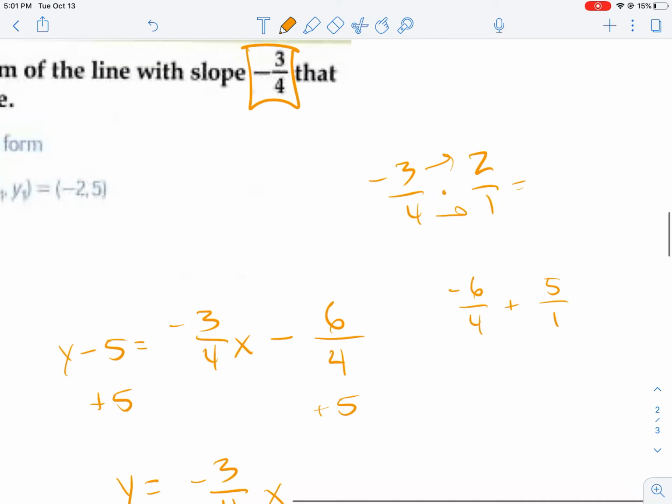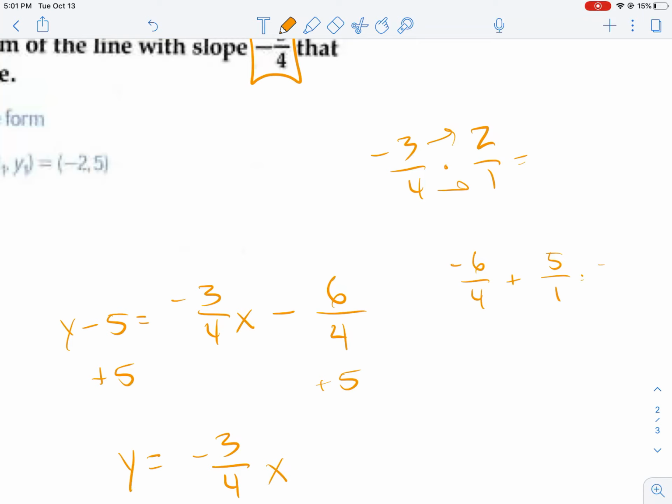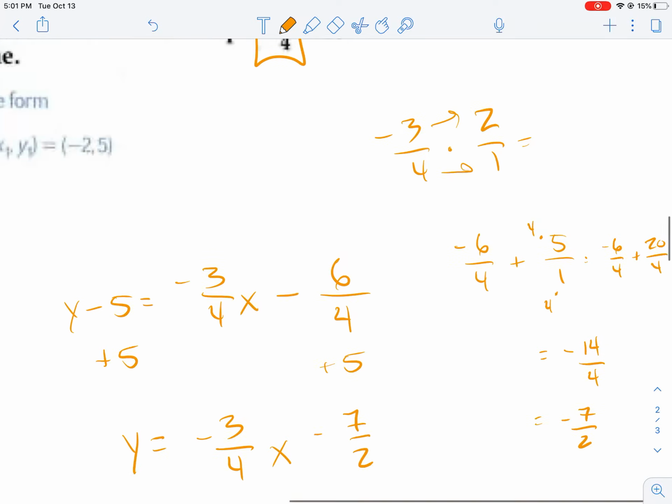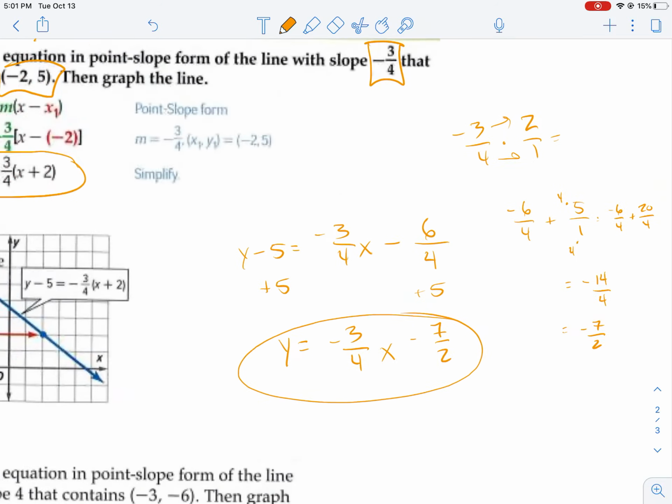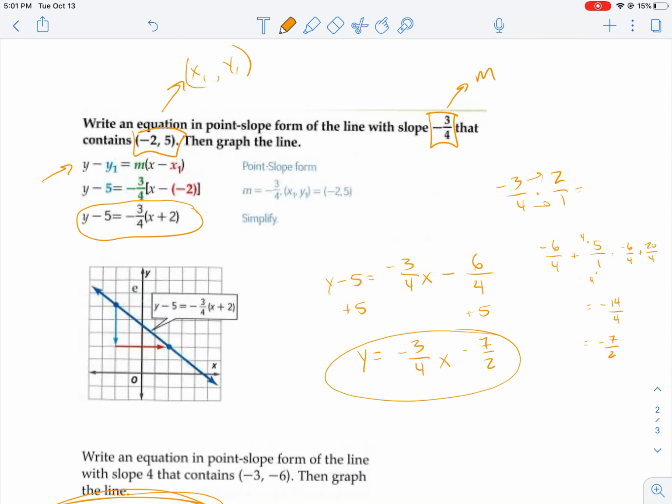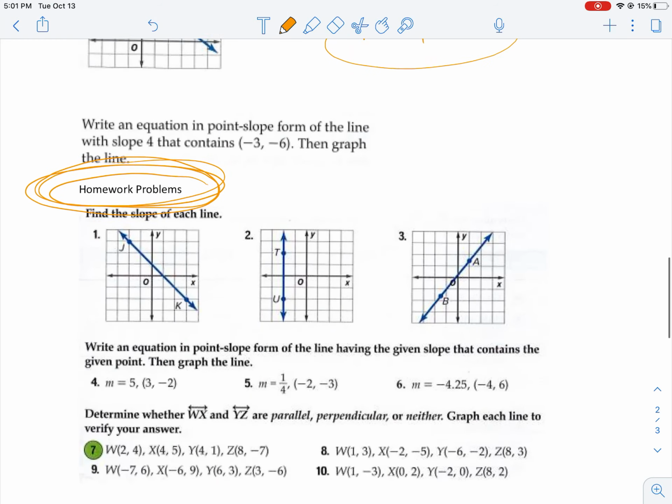So negative 6/4 plus 5/1. All right, so I'm going to have to come up with a common denominator. So I'm going to keep this guy, and I'm going to multiply the top and the bottom by 4. So I get 20 over 4. So it's a negative 14 over 4, which can be simplified even further to a negative 7 over 2. And there is our equation in slope-intercept form. Okay, it didn't say to do that, but I just wanted to show you how we get from here to here. Okay, let's do the last one here, and we'll call it a day.